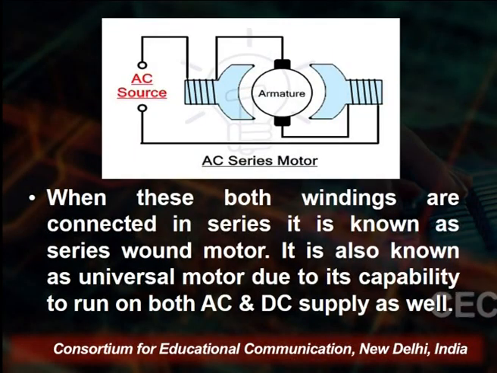Both the windings, as you see on the screen, are connected in series, and it is known as the series wound motor. It is also known as a universal motor due to its capability to run on both AC and DC supply. That's why, as you see, we can use an AC source or a DC source in this type of motor.